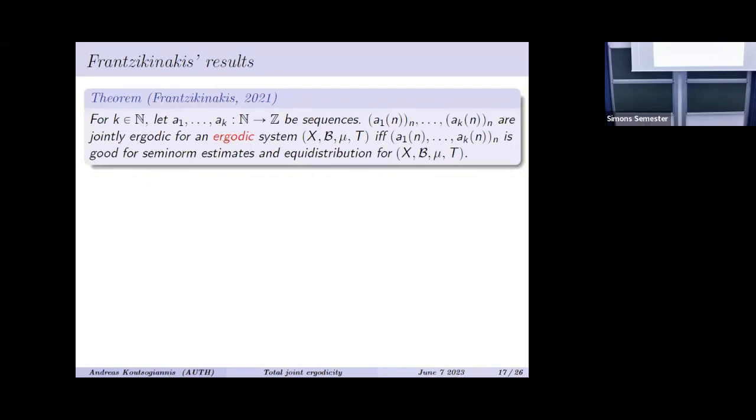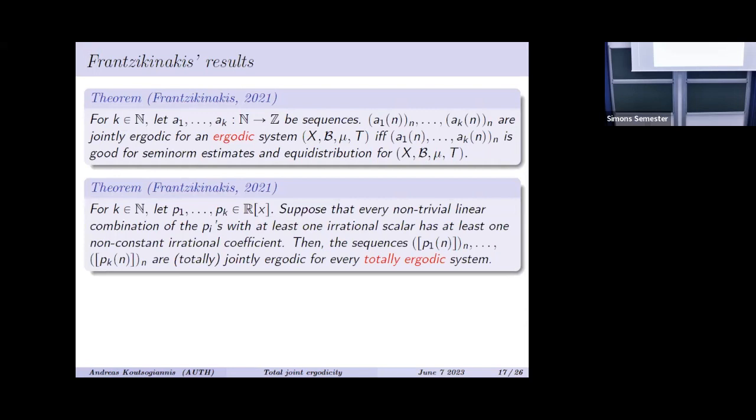For k integer sequences, you have that this tuple of sequences, excuse me, are jointly ergodic for an ergodic system, (X, B, μ, T), if and only if this tuple is good for seminorm estimates and equidistribution. This is the result of Nikos. And another theorem that follows from his study: if you have k real polynomials and any non-trivial linear combination of the P_i's with at least one irrational scalar has at least one non-constant irrational coefficient, then you have that the floor of P1(n) up to floor of Pk(n) are jointly ergodic for all totally ergodic systems. Very close to conjecture one, but not quite.